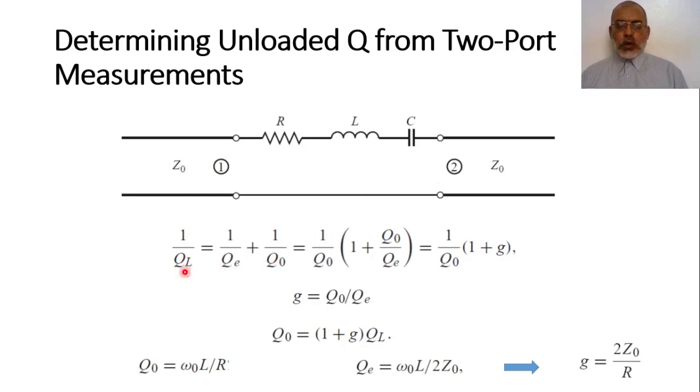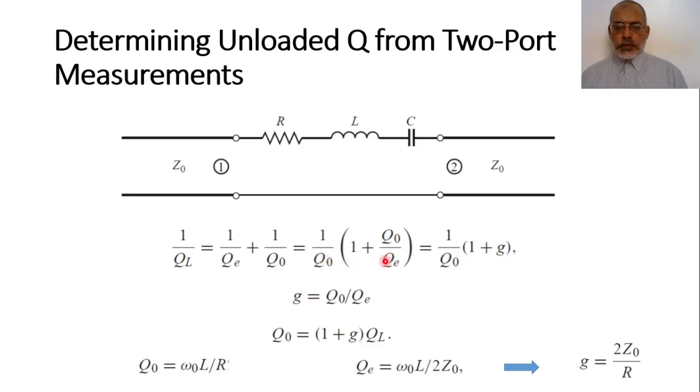So the total quality factor, or the loaded quality factor, in this case: 1 over Q loaded would be 1 over Q external plus 1 over Q naught. We can simplify by taking 1 over Q naught as a common factor. So it would be 1 over Q naught multiplied by 1 plus Q naught over QE, or unloaded quality factor over external quality factor. We know that Q naught over QE is defined as the coupling factor of the resonator, which is G.